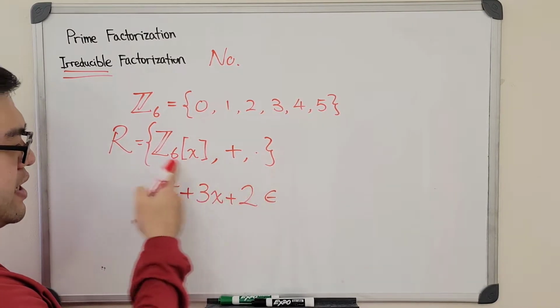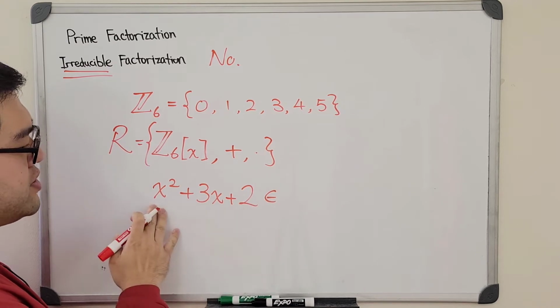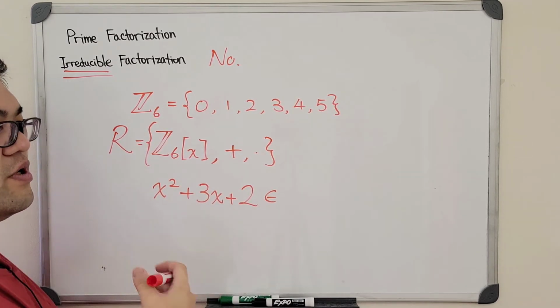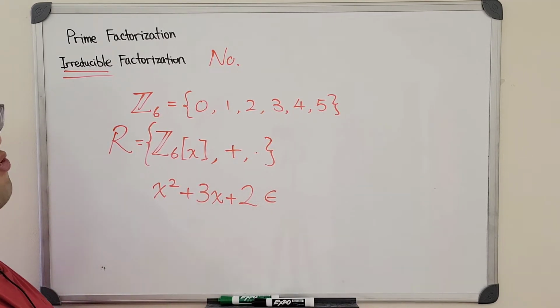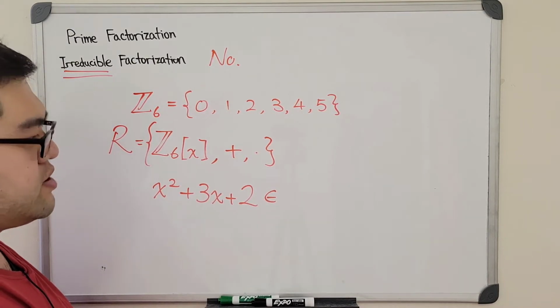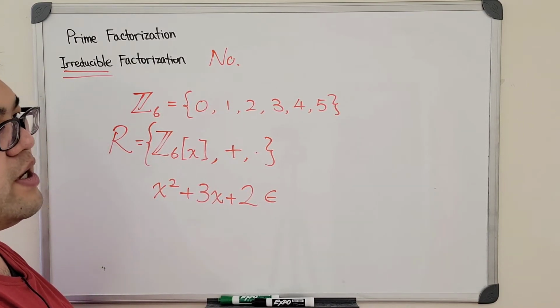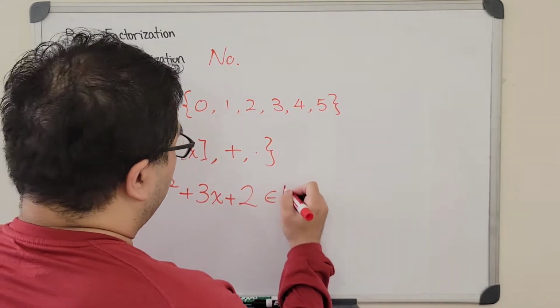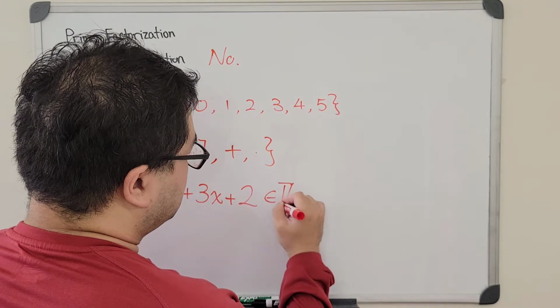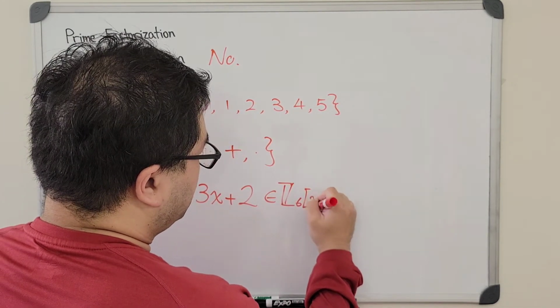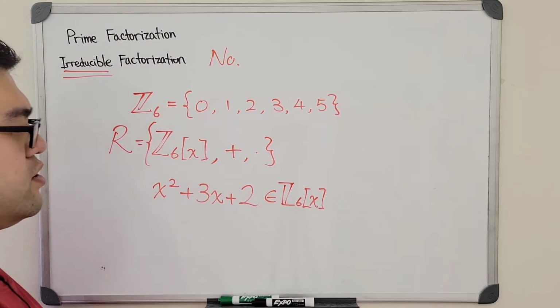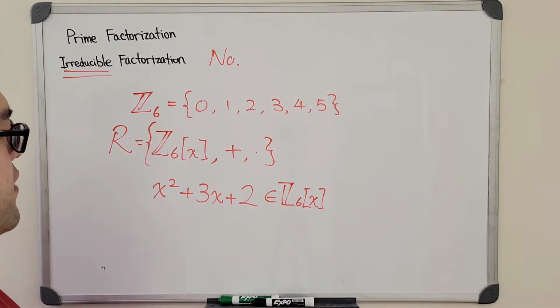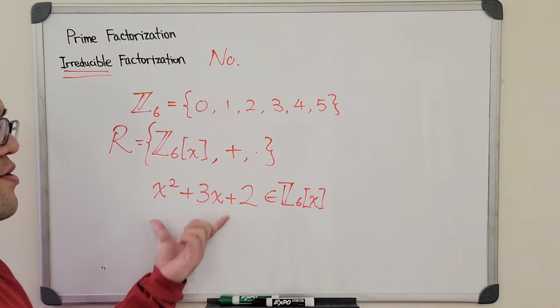And this is in fact a polynomial. Of course, we don't see any x to the negative power or x to something that is not a positive integer power. So we can agree that this lies in the ring Z6 adjoin X. Then let's see how we can actually factor it.